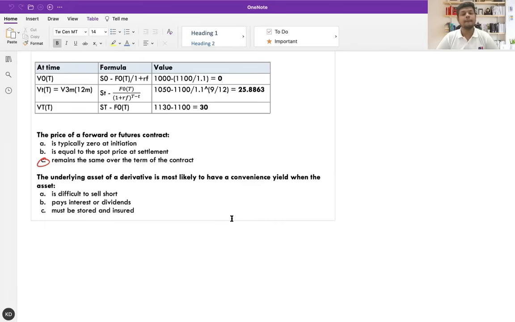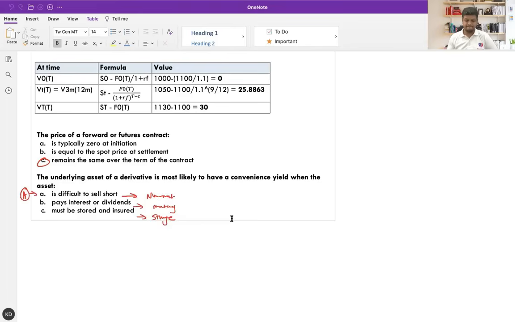Clear? The next question: the underlying asset of a derivative is most likely to have a convenience yield when, you have three choices: it is difficult to sell short, pays interest or dividends, must be stored and insured. Must be stored and insured is related to storage, which is a cost. Pays interest or dividend is a monetary benefit. And when it is difficult to short sell, it's a non-monetary benefit, which is convenience. So A is the answer.